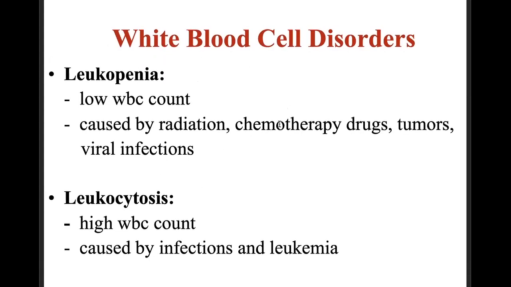So we have what we call the white blood cell disorders. We have leukopenia, which is a low WBC count. This can be caused by radiation, chemotherapy drugs, tumors, and viral infection. Then leukocytosis, a high WBC count, caused by infection and also leukemia. Okay, so these are the blood cell disorders, and this will conclude our discussion about blood.